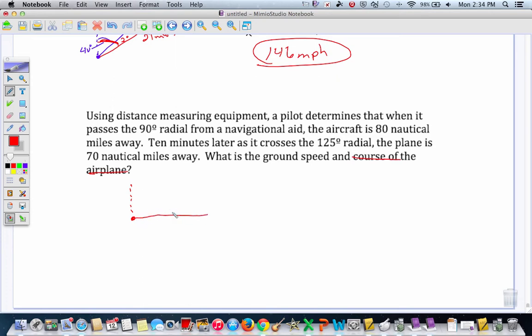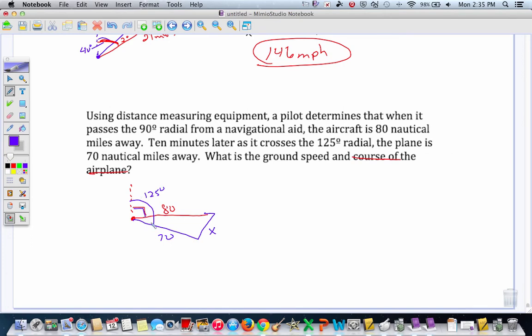So from our navigational aid, we measure from a north line in a clockwise direction. 90-degree radial would be straight out. When it crosses that, this is 90 degrees, making it a right angle, and it is 80 miles away. 10 minutes later, it crosses a 125-degree radial, so I come past that. 125 degrees will be out in here. So the entire angle there is 125 degrees. It's now 70 miles away. We want to find the speed of our plane.